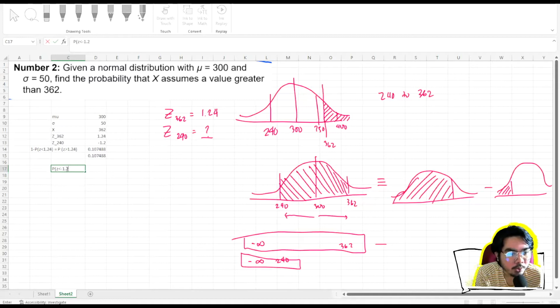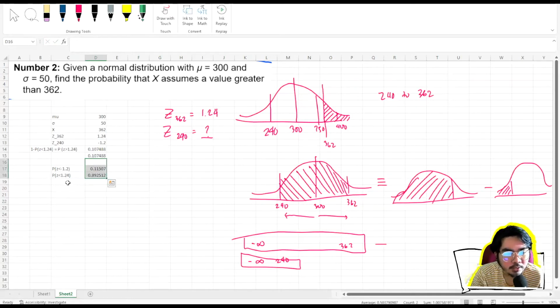So now, let's compute for the probability of z is less than negative 1.2. Tama? Probability of z is less than negative 1.2 is equal to norm.s.dist of this z value and cumulative. Cumulative siya. So we do true. Okay? So we have 0.115. Now you do probability of z is less than 1.24. Okay? So that is equal to norm.s.dist z value of 1.24 cumulative true.